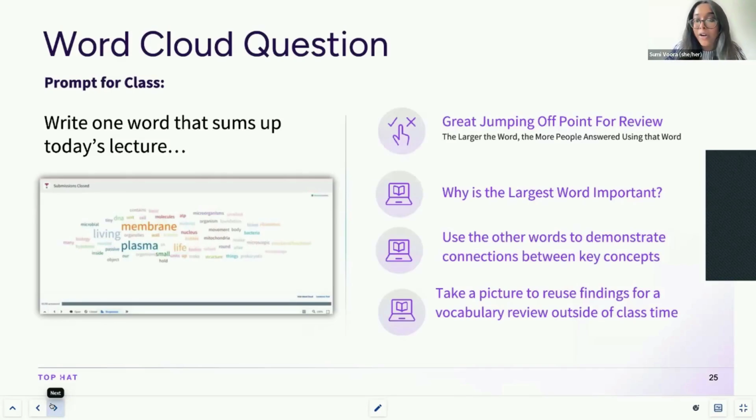What are the things that are the largest words? Why are they important? How do they relate to other key concepts that we're discussing today? She even takes pictures of word clouds during her in-class sessions and uses them as vocabulary review to help students identify key terms outside of class time when they access the material independently.